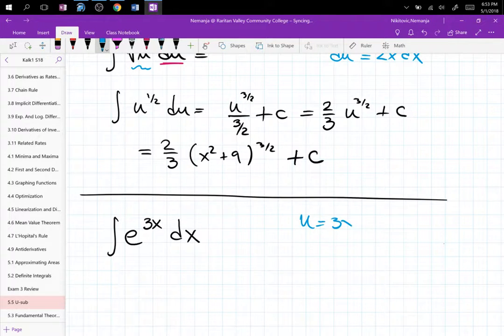u equals 3x. Well, what's my du now? du is equal to 3 dx. Right, it's du over dx, and then you shift dx to the other side.